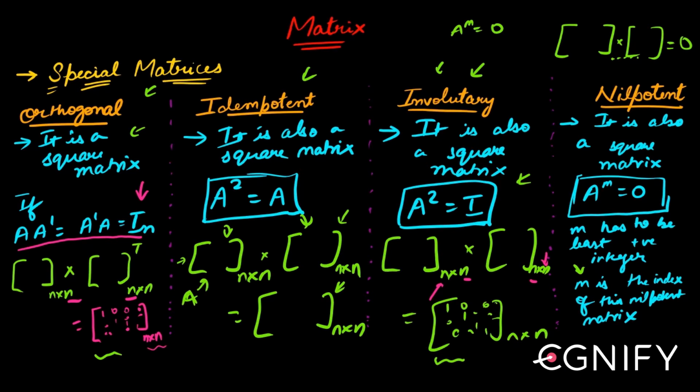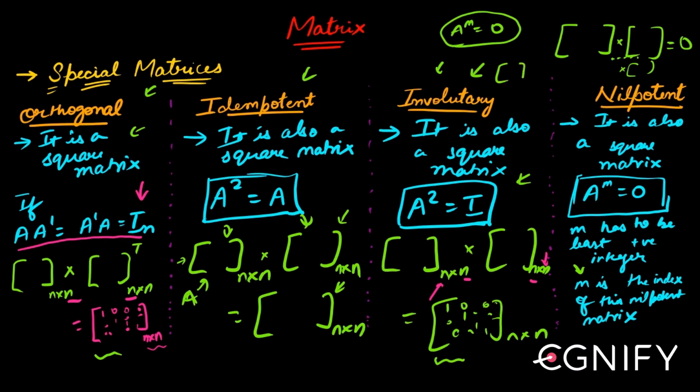So this m can be 1, 2, 3. For example, if you multiply it to itself, you might not get a 0. But if you multiply it once more, then you might get a 0. Then the index will turn out to be 3. And then no matter how many times you multiply, you still keep getting a 0, so it will be a nilpotent matrix. But what is the index of this nilpotent matrix? The first time when I got a 0.